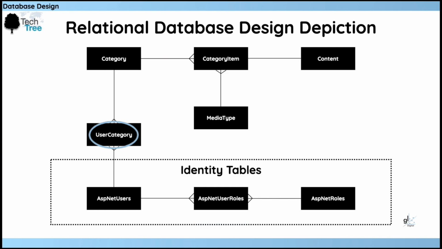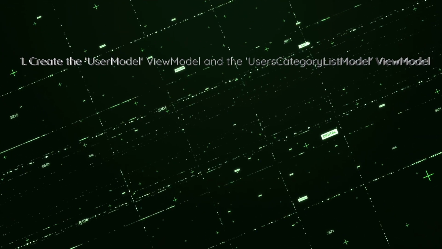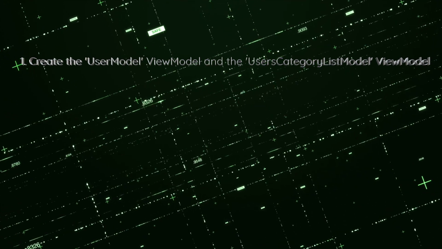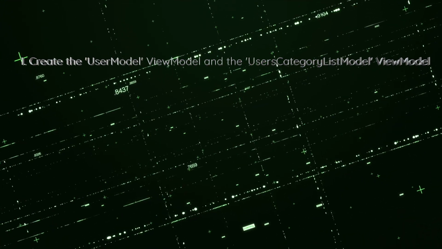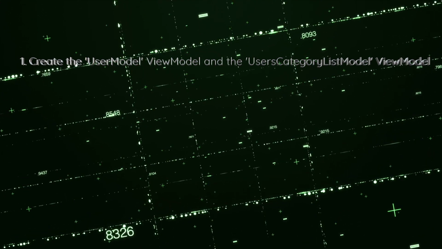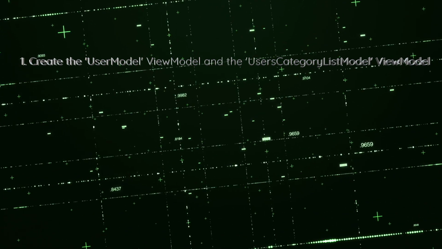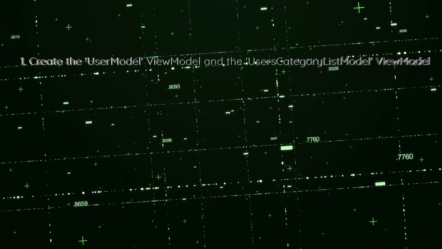So, I've split this tutorial up into 4 sections. Section 1. Create the user model view model and the users category list model view model. We'll discuss what is meant by a view model in terms of MVC later in the tutorial. These view model classes will be used to store the data that will be passed between the client and server.